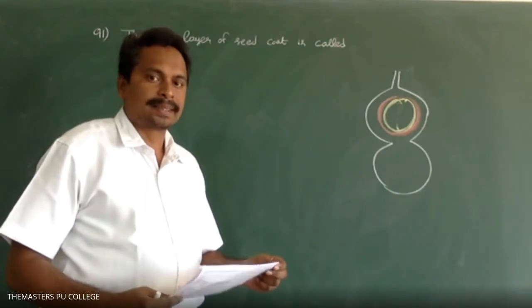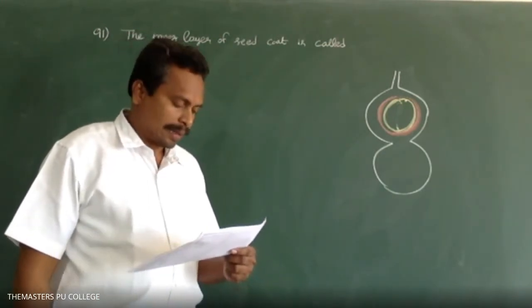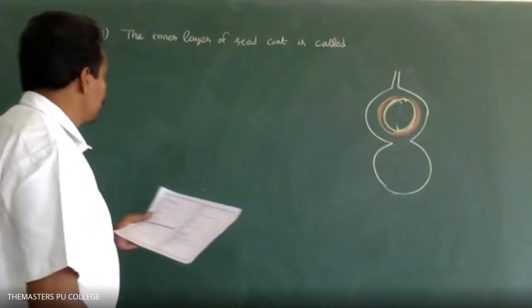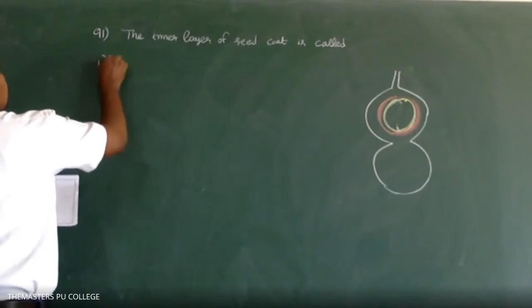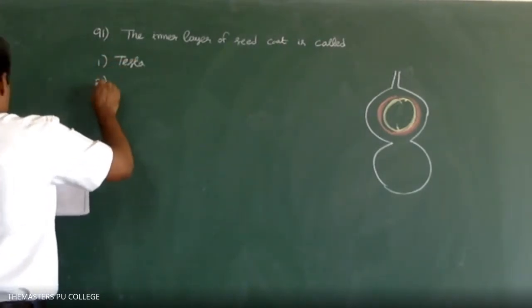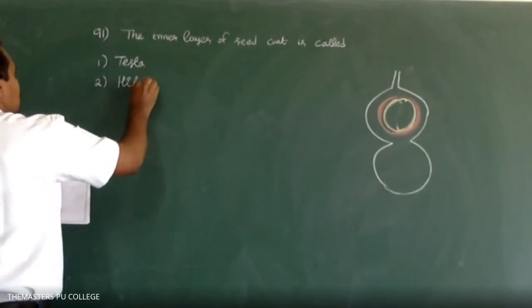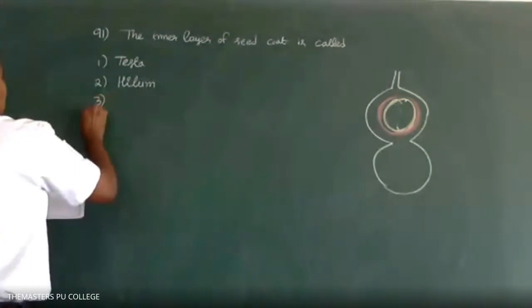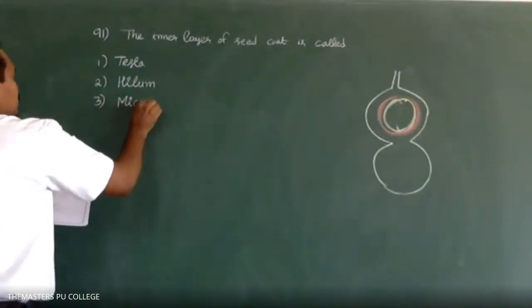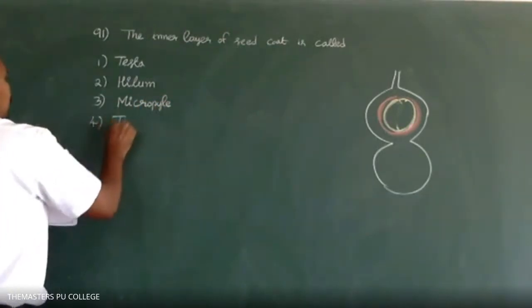Okay, today we will discuss the objective question paper. The inner layer of the seed coat is called: option 1 is testa, option 2 is hilum, option 3 is micropyle, option 4 is tegmen.